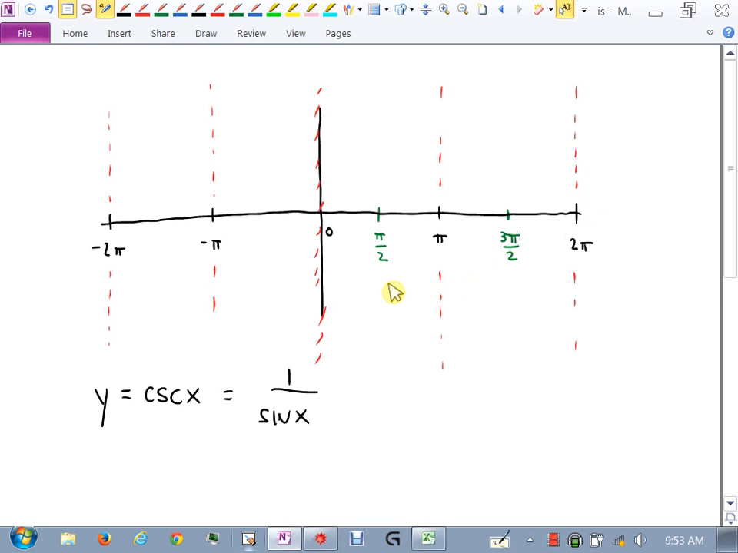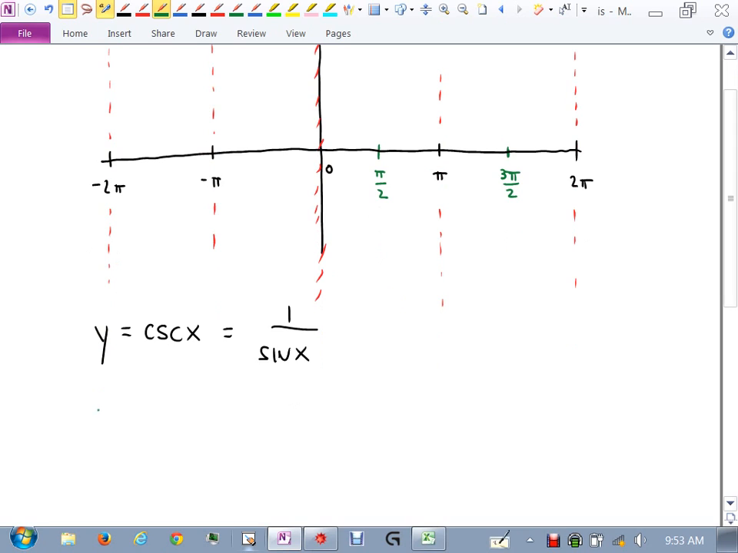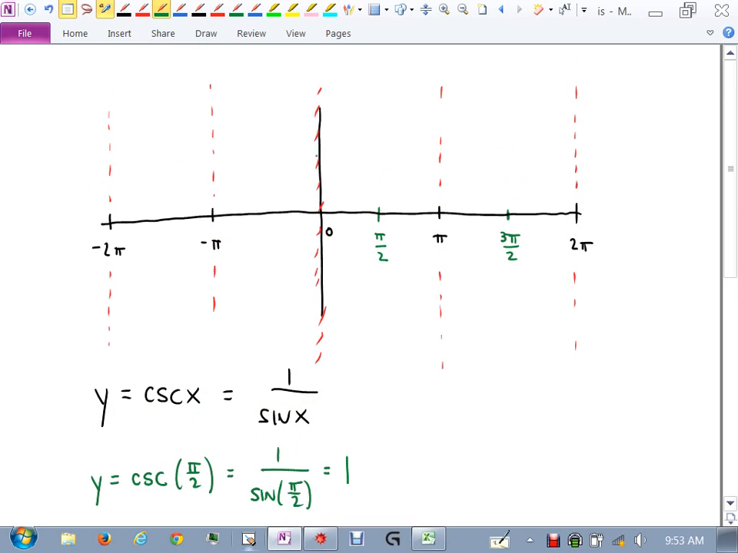So let's try pi over 2. Let's actually plug into our function, what is cosecant of pi over 2? Well, that's 1 over sine of pi over 2. What is sine of pi over 2? 90 degrees, y coordinate, it's 1. So we get 1 here, don't we? 1 over 1 is 1. So I come over here. Here's 1 on my y-axis. I put a dot right here.